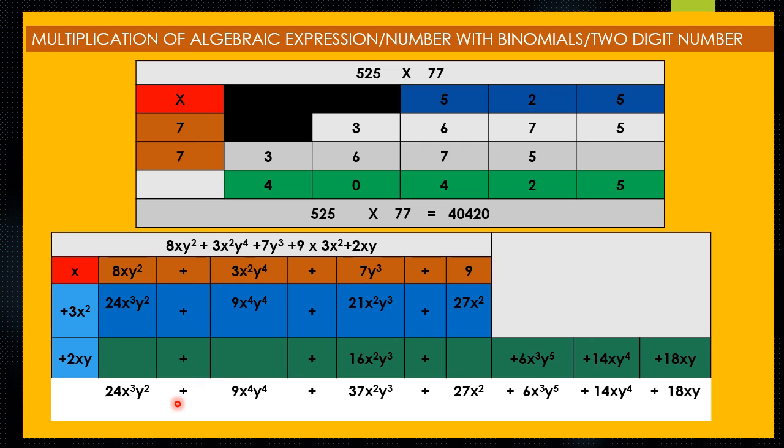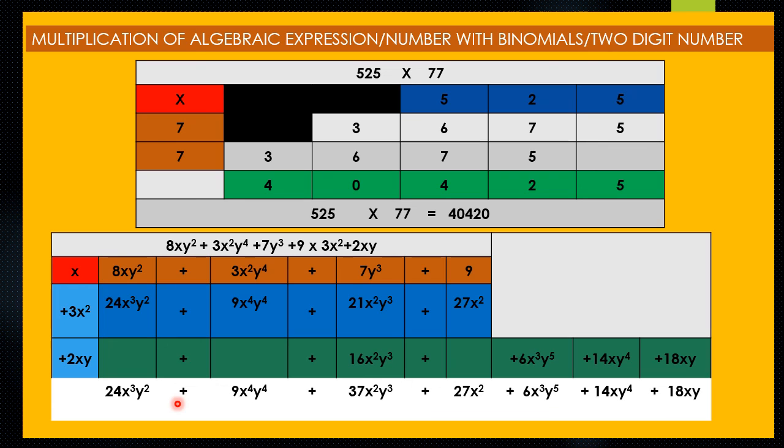Now adding 27x square. Down the 27x square, there is no other term. So you should just bring this 27x square as it is down here. 6x cube y5, just bring it down as it is. And just bring 14xy4 as it is. And just bring 18xy as it is.